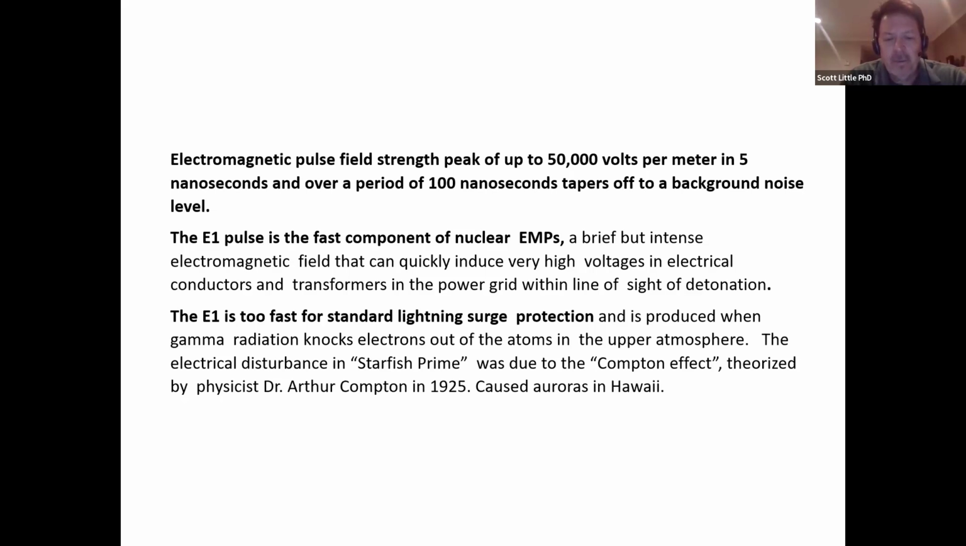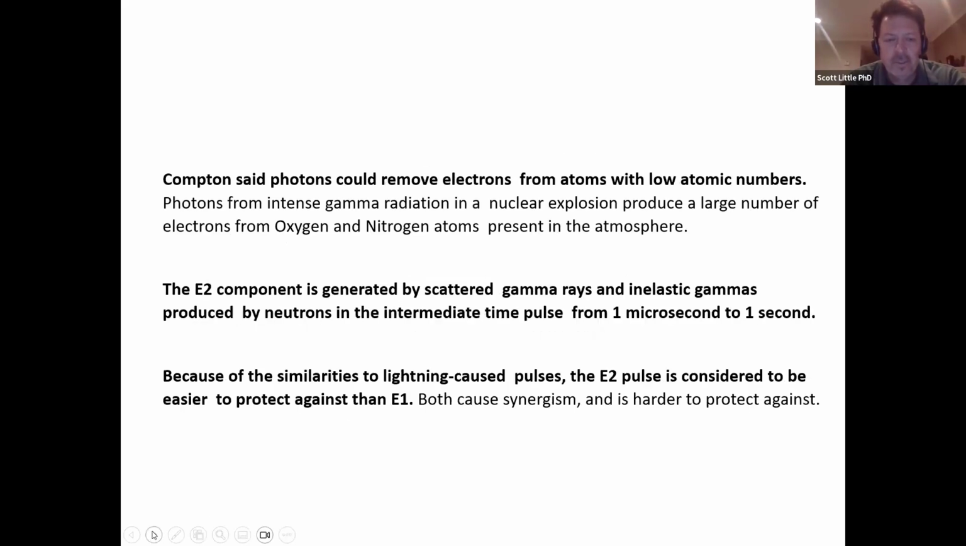So the disturbance, what they call Starfish Prime, was due to the Compton effect. That was basically another EMP, and it caused auroras in Hawaii at the time. And then there's a physicist, Dr. Arthur Compton, who said that he thought it is because the photons were removing electrons from atoms of low atomic number. So in other words, the gamma radiation produced in a nuclear explosion would knock the electrons from oxygen and nitrogen atoms, because those are lower atomic number atoms in the atmosphere.